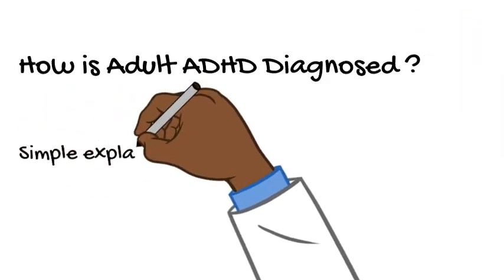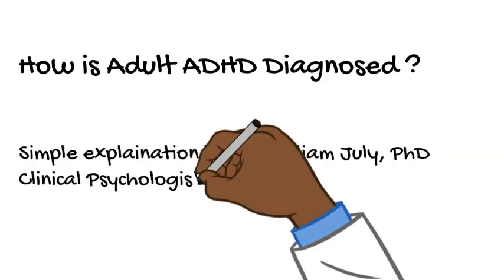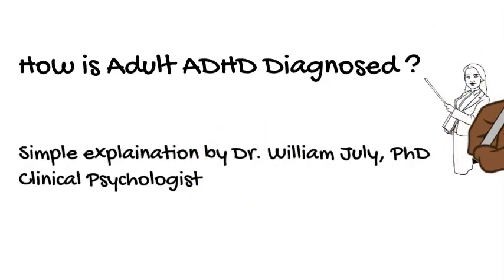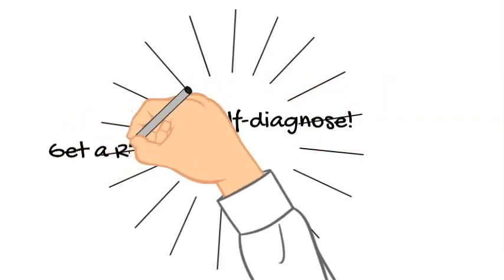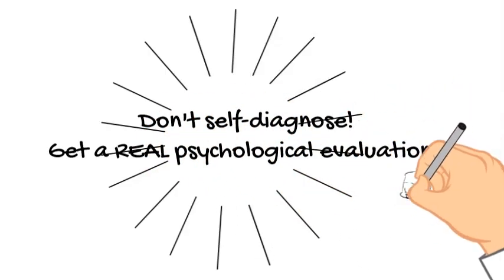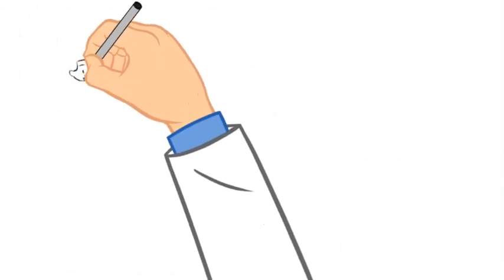I get a lot of questions about adult ADHD, so I have put together this little video to explain more about it. First of all, don't self diagnose. Get a real psychological evaluation by a real psychologist. This gives you the opportunity to get a good differential diagnosis of what it is and what it is not.